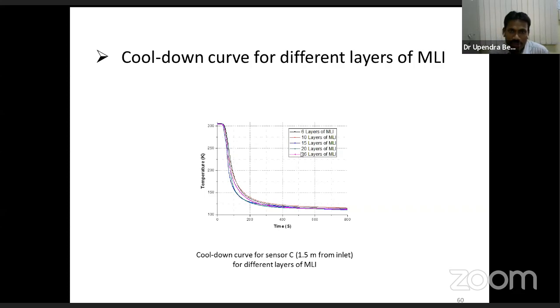And you can see at 20 layers of multi-layer insulation, this curve, which is blue in color, goes past and comes to the lowest temperature compared to all other sensors, and it takes relatively less time compared to all other layers. Okay, so we have optimized 20 layers of MLI for our practical applications, because if you go for 26, there is not much improvement, but you will have more thermal mass. That in turn will add to the thermal mass, so the cool down time is slightly more compared to 20 layers of multi-layer insulation.